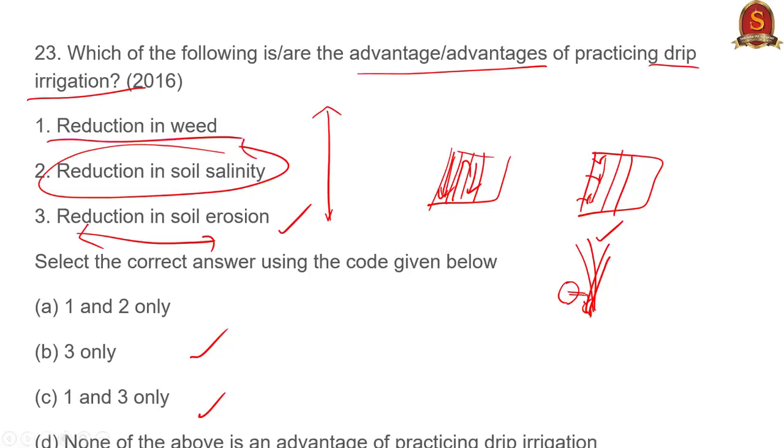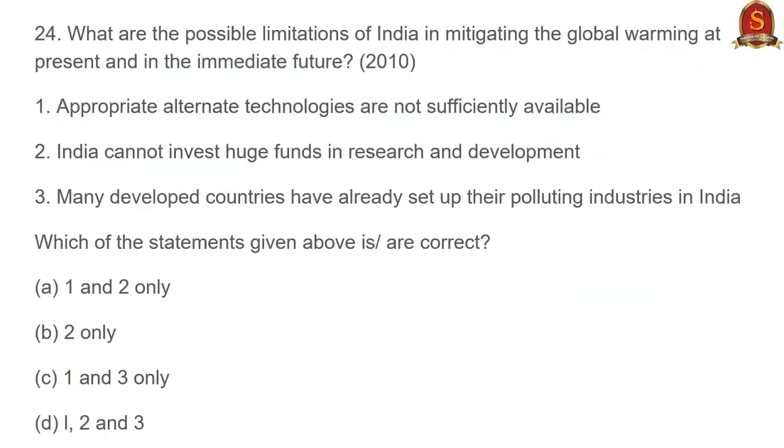Look at option 1. Reduction in weed. Yeah, more possibility, because if you go for flood irrigation, you are supplying water to unwanted areas also, to the entire field. But when you talk about drip irrigation, you are applying water specifically to the roots of plants, which means weed generation will be low because water is not getting diverted, which means 1 is also correct. The answer is C. It is that simple. So need not be an expert in agriculture here also.